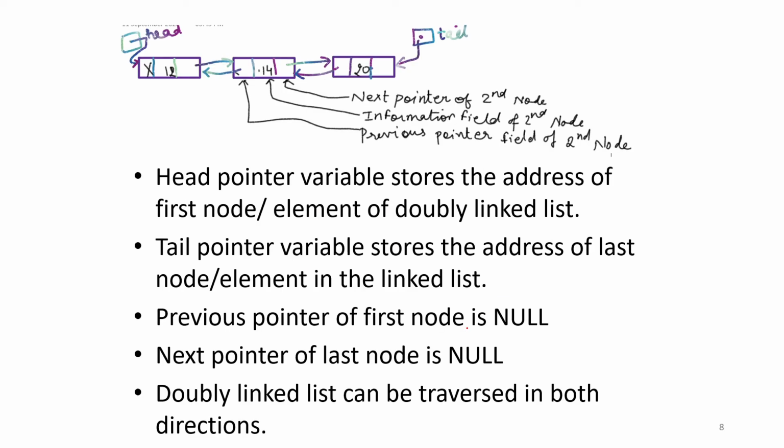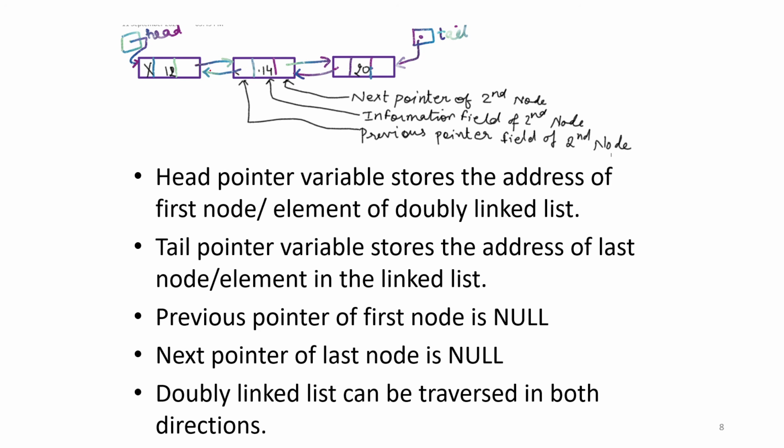Let us see in the figure. This is a doubly linked list which contains three nodes. The first node contains three parts. The predecessor address is null because the first node in the linked list does not have any predecessor node. The next pointer field points to the second node in the linked list.